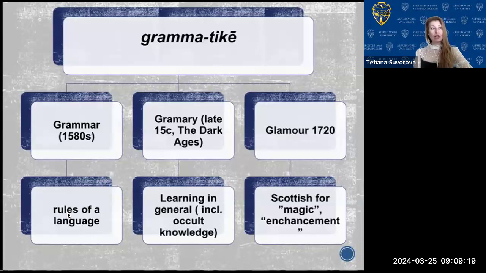Well, then in 1720, the word glamour was fixed, which has now transformed into what we know, glamour, fashion, and so on. First it was fixed in Scottish dictionaries and denoted magic or enchantment. And in the modern version, it's something like this: enchantment by fashion, by fashion pieces of art.